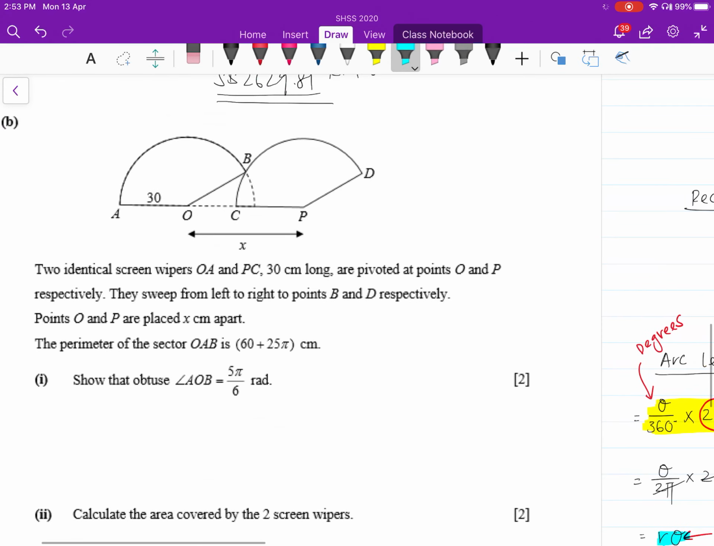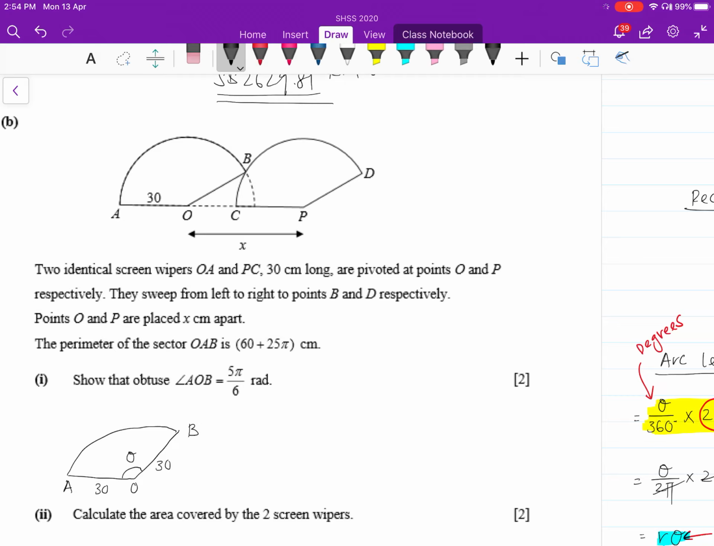They said two identical screen wipers OA and PC are pivoted at points O and P respectively. They sweep left to right. Okay, that's just screen wipers from the car. Now they said the perimeter of sector OAB is 60 plus 25 pi. So I'm going to draw out OAB. This is OAB. This is 30. This is 30. And this angle we need to find. I will call it theta.